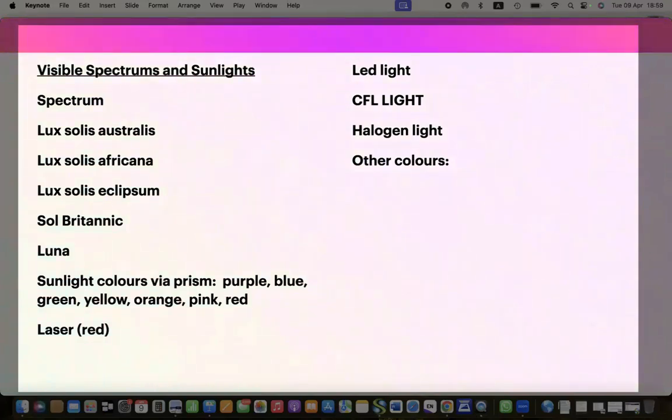So what is called spectrum, I didn't find much about it. Then a couple of sunlights, Australian, African, the light of an eclipse. Again, I didn't find too much on it. And Sol Britannic is the one that most of the provings we have are about. We've got lunar. And then sunlight colors taken from prisms. We've got laser, LED, CFL light, halogen, and perhaps other colors as well.